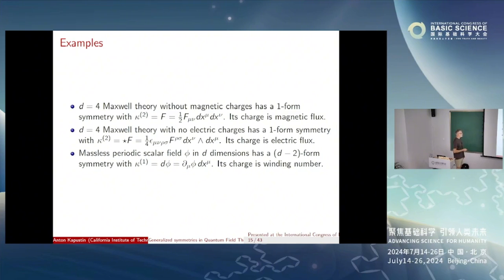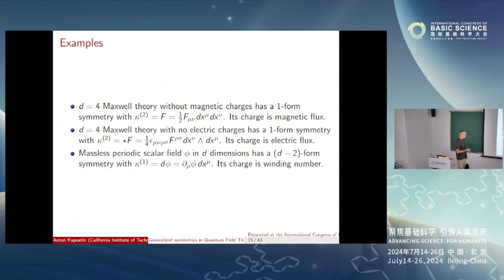Now, if you also have no electric charge, then you have an additional 1 form symmetry in the same way. Its charge is the Hodge dual of this F, and the current is this, and the charge is this electric flux. These are examples of 1 form symmetries.